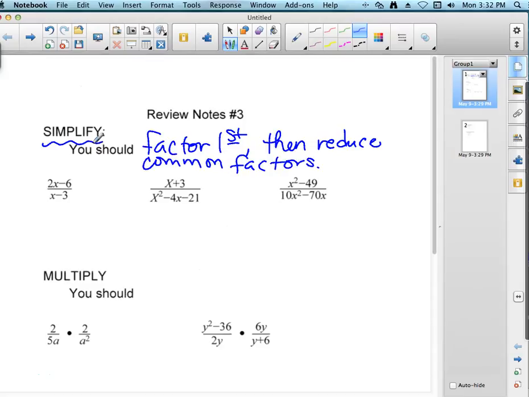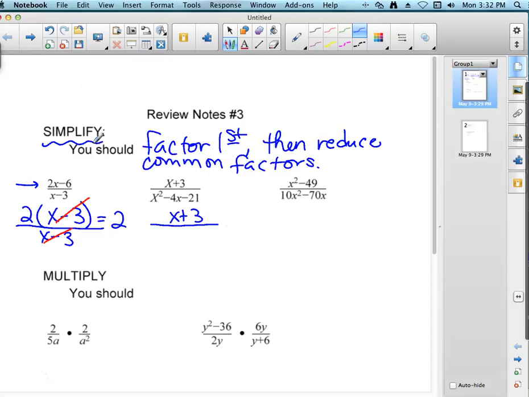So our first example here, 2x minus 6, we could factor a 2 out of that. We would have an x minus 3 factor remaining. And on the bottom, we have x minus 3. Since we have matching factors, we can take the x minus 3's out, and our final answer would just be the 2. Okay?